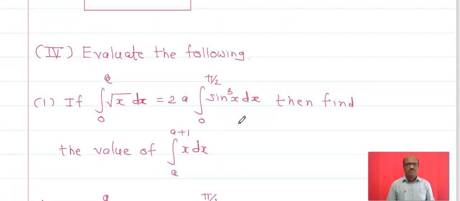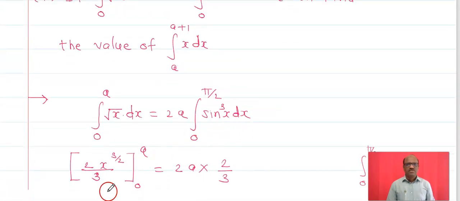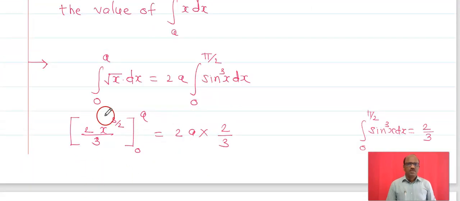Therefore, now see this here. What is the integral of root of x? That is x raised to 3 by 2 upon 3 by 2. And it is multiplied by the reciprocal, so we get 2 by 3 x raised to 3 by 2. Lower limit is 0, upper limit is a. Here is 2a. That is next, integral from 0 to pi by 2 of sine cube x dx.